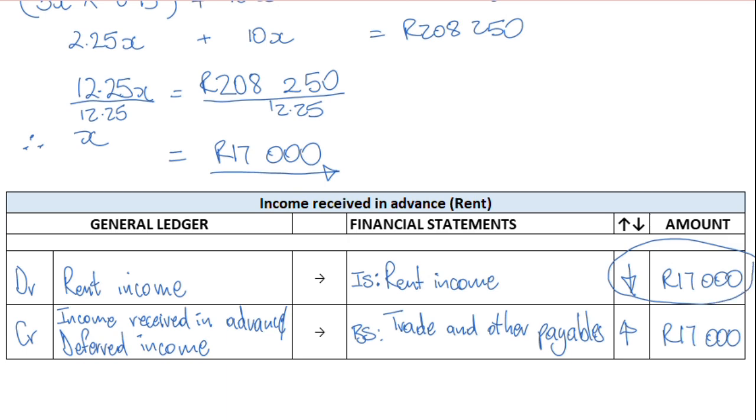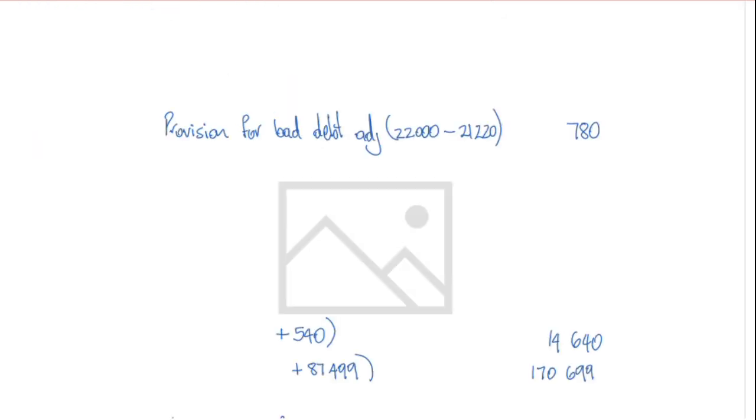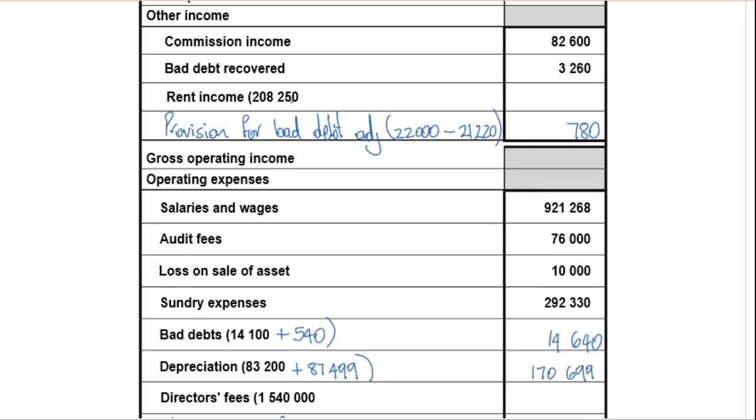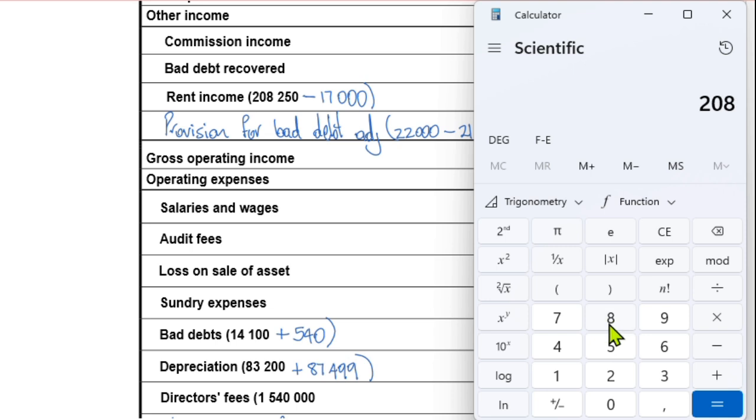In our outer books, because we are only asked for the statement of comprehensive income, we will make an adjustment to the rent income line item by decreasing it by 17,000 rands.